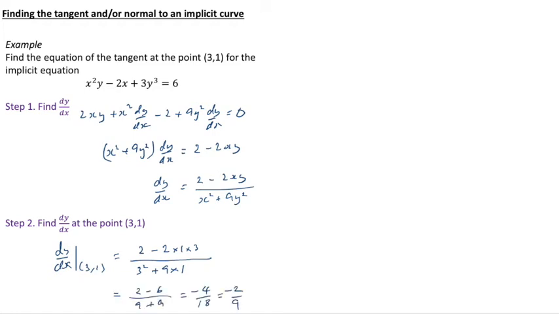Okay, if we tidy that up, we have 2 take away 6, that's the 2 times 1 times 3 on the top, and we have 3 squared plus 9, which is 9 plus 9. That gives us minus 4 over 18, which gives us minus 2 over 9. And we best keep it as a fraction because then we'll get a nice form for the equation of the tangent when we get there.